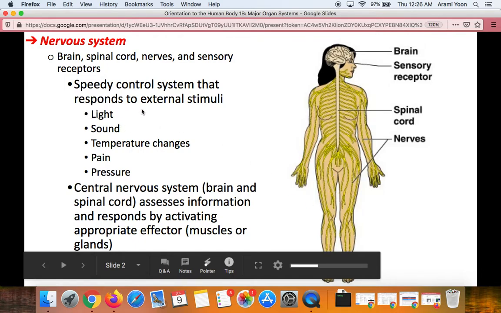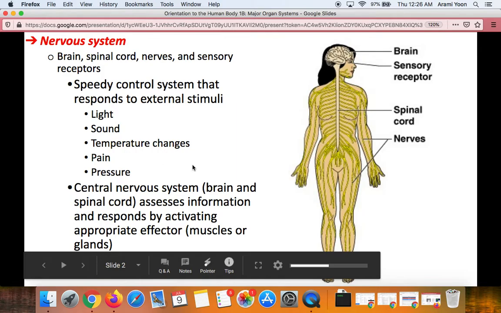The nervous system enables you to have a speedy control system that responds to stimuli like light, sound, temperature changes, pain, pressure, in addition to internal stimuli as well. So things like the blood pressure or the concentration of sugar in your blood or things like that.